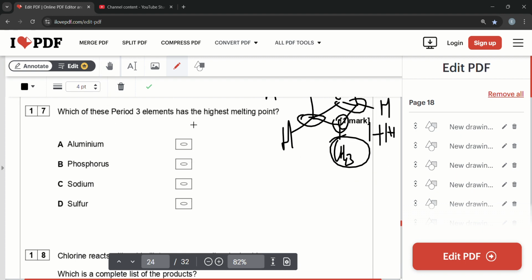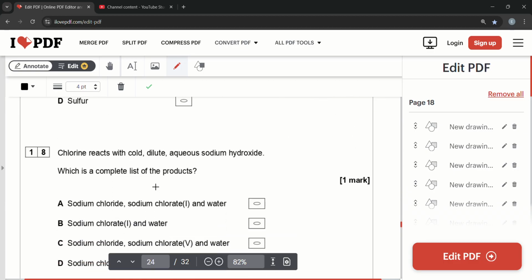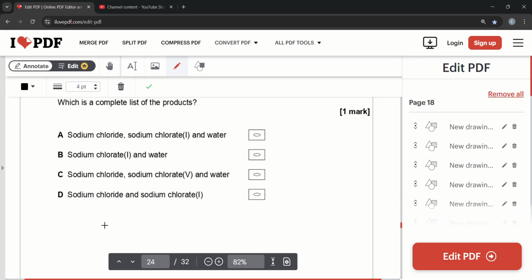17 mentions which period 3 element has the highest melting point. Phosphorus, no. Sulfur, a lot of students, including myself, go immediately for sulfur, but the actual answer is aluminium, because of the strong metallic bonding. Chlorine reacts with cold dilute aqueous sodium hydroxide, which is a complete list of products?